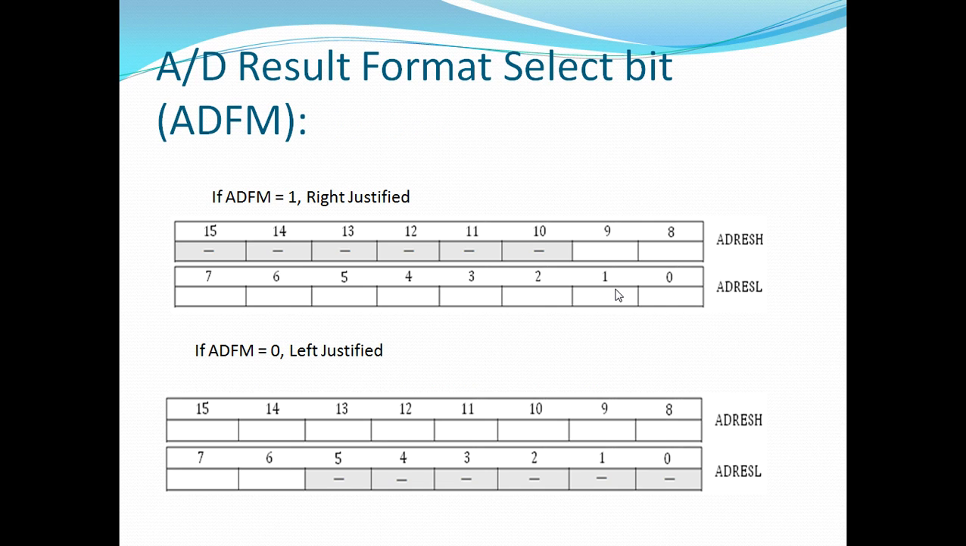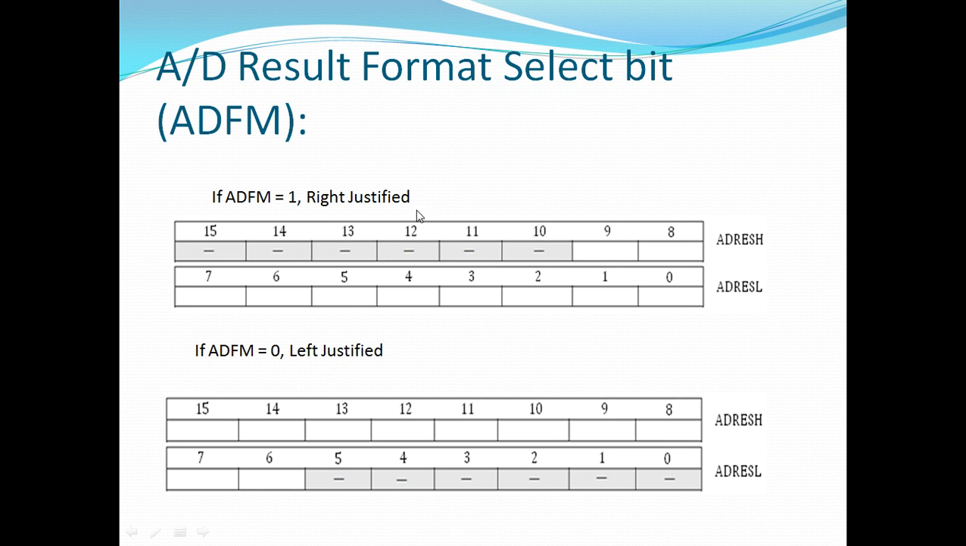So next is the ADFM bit. Here, if the ADC result format select bit is written with a one value, then the right justified selection mode is used. What it means is, we have a 10-bit ADC, that is, the output bits are 10 bits, so we require 2 registers to store the output or conversion result. So for right justified, the ADC result lower byte and ADC result higher byte, these two registers are used for storing the result of ADC conversion.